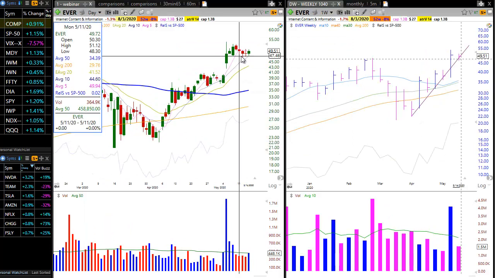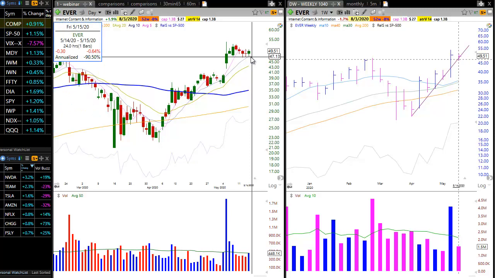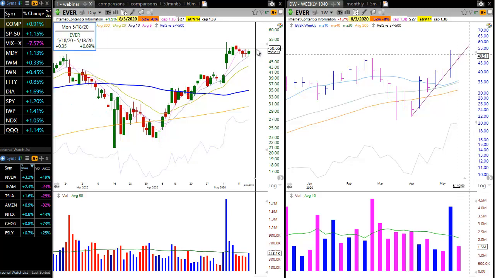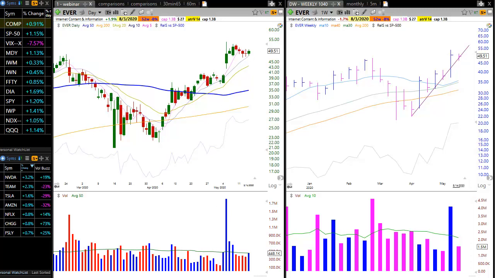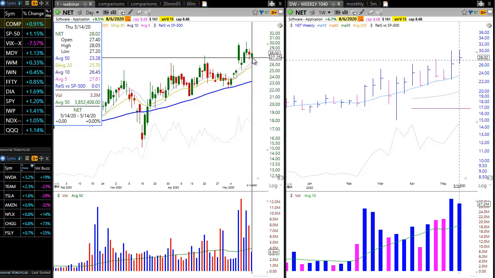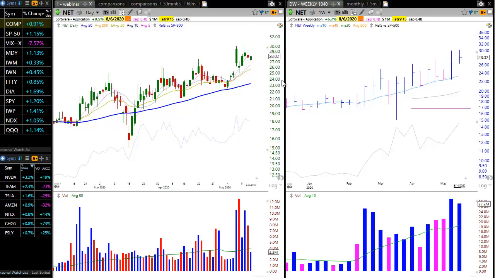EVER looking great, trading in a tight range here, just above the rising 10-day MA. And it looks like it could rip higher within the next day or two, especially if it can close above 51. NET is trading in a tight range the past 2 days with a nice inside day on a dry up in volume. This stock could be ready to explode if it can close above 30.